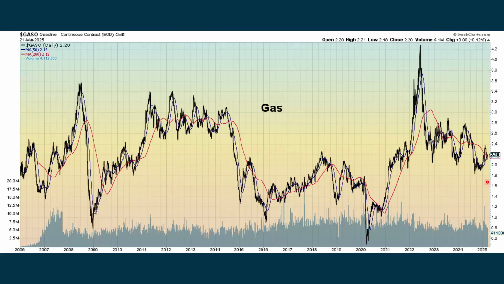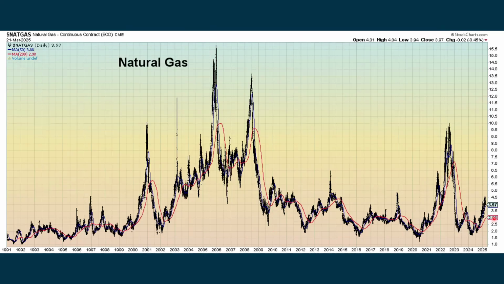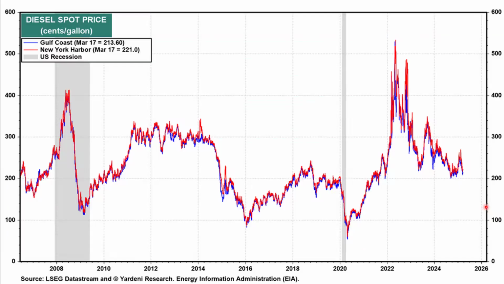We look at gas, which is still in a downtrend, but been bouncing back up lately. It's kind of interesting. Leading up to the election, this was in a pretty solid downtrend. Once the election got over, we started going back up. And then heating oil, which is still in a downtrend, even though it bounced back up recently. And natural gas is in an uptrend. It was just getting hammered for the longest time. Now it's starting to go back up. And we look at diesel, which is actually going down currently.